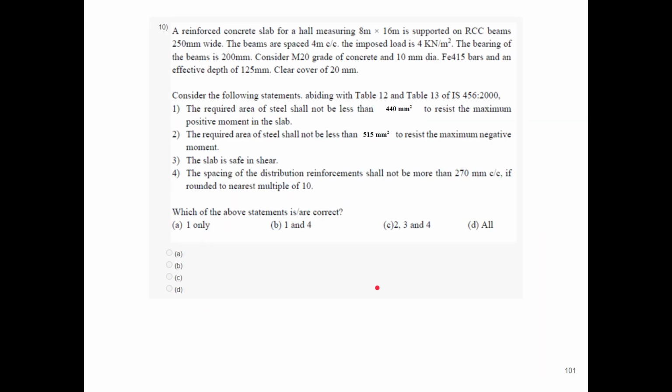So, the last question: a reinforced concrete slab for a hall measuring... So same problem, I think, the same question maybe. The required area of steel shall not be less than 440 mm square to resist the maximum positive moment in the slab. The required area of steel shall not be less than 515 mm square to resist the maximum negative moment. The slab is safe in shear. The spacing of the distribution reinforcement shall not be more than 270 mm center to center, if rounded to the nearest multiple of 10. Which of the following are correct?